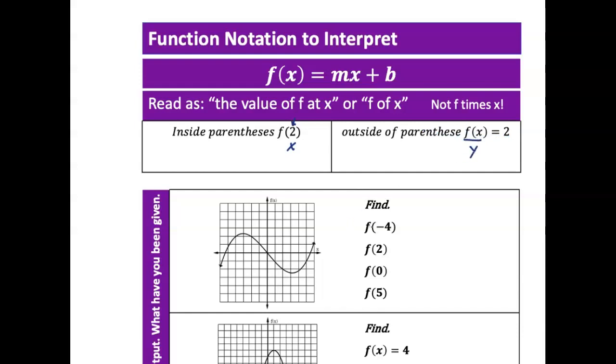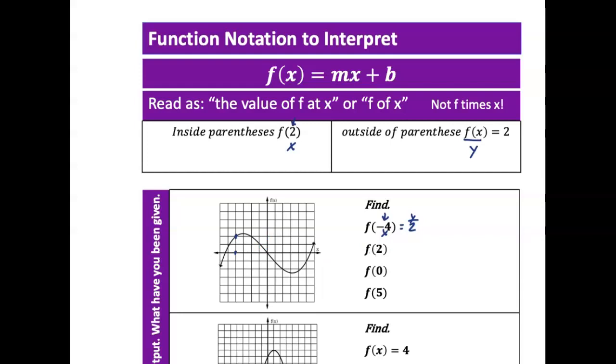So in our graph, f at -4, because the -4 is in the parentheses, this means that the X equals -4, and I need to go find the Y. That's what it's looking for. So what is my Y when X is -4? So 1, 2, 3, 4. This would be -4, and I just travel up to find, well, that would be here. Well, what number is that? On the axis, that's up 2. So that means that my Y equals 2.